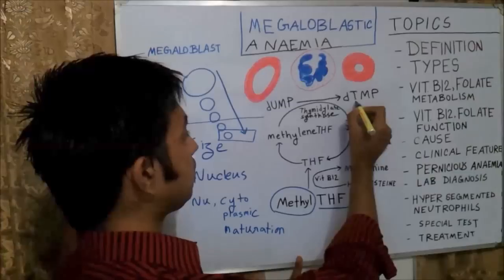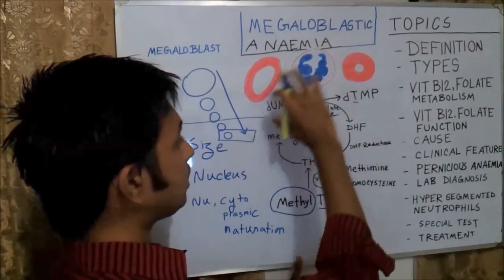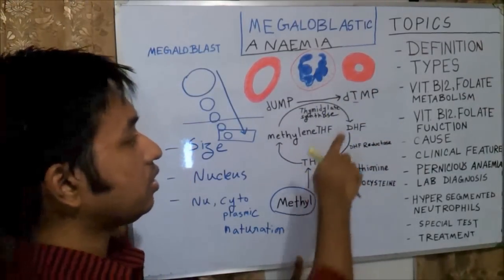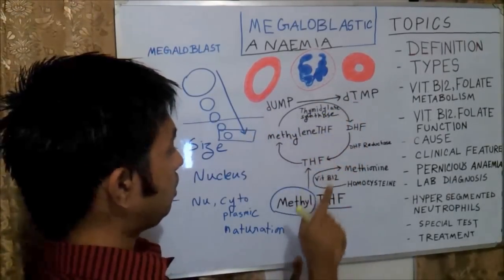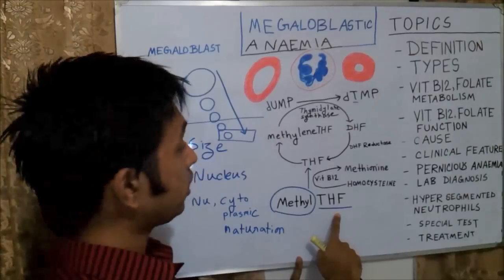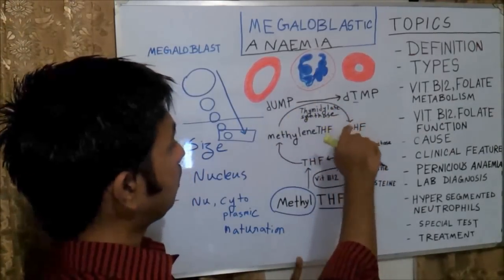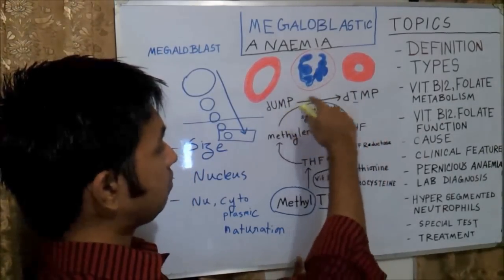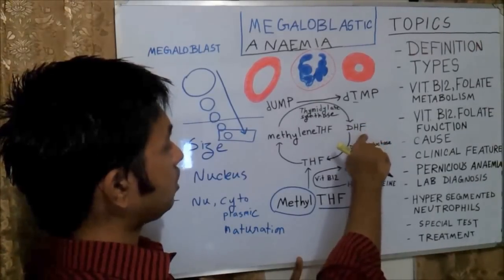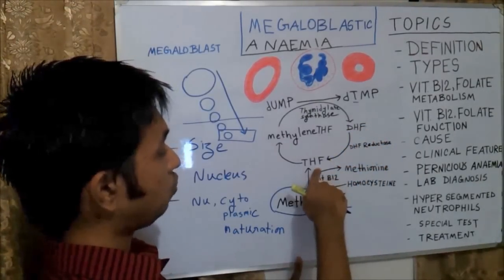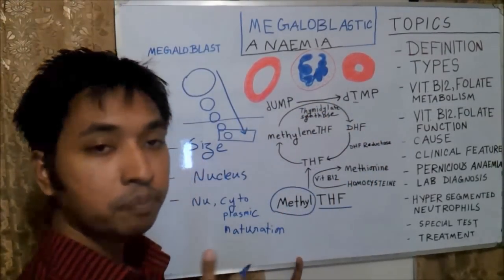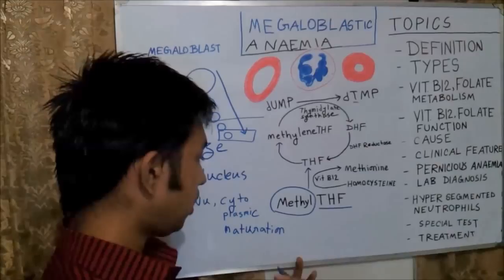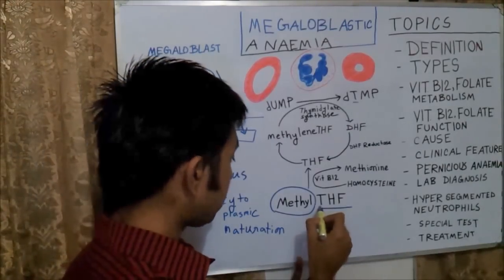And this thymidine, we are making this thing by adding a methyl group, and this is an important pyrimidine, you know? So this reaction needs tetrahydrofolate. And then actually that reaction continues, that thing becomes dihydrofolate, then becomes again tetrahydrofolate, and this circle continues. So that's one point. We are now understanding why we need folate.